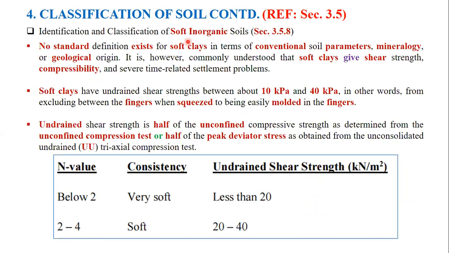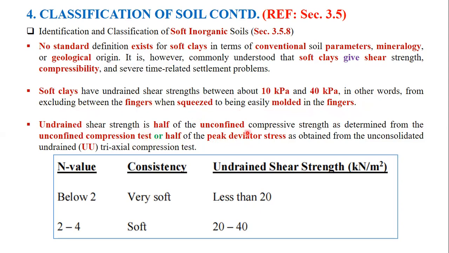And classification of soil, soft inorganic. No standard definition exists of soft clay in terms of conventional soil parameters, mineralogy, or geological origin. It is, however, commonly understood that soft clays give low shear strength and high compressibility, with severe time-related settlement problems. And soft clays have undrained shear strength between 20 kPa and 40 kPa. In other words, from exuding between the fingers when squeezed to being easily molded in the fingers.